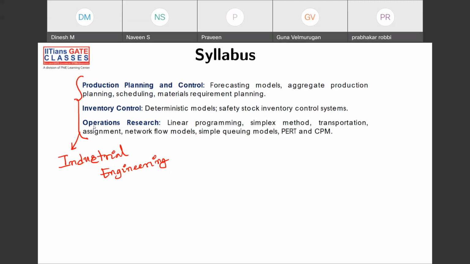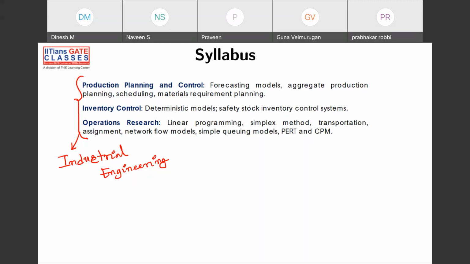And the next important topic in industrial engineering is operations research. In operations research, we are going to discuss linear programming, simplex method, transportation, assignment, network flow models, simple queuing model, PERT, and CPM.